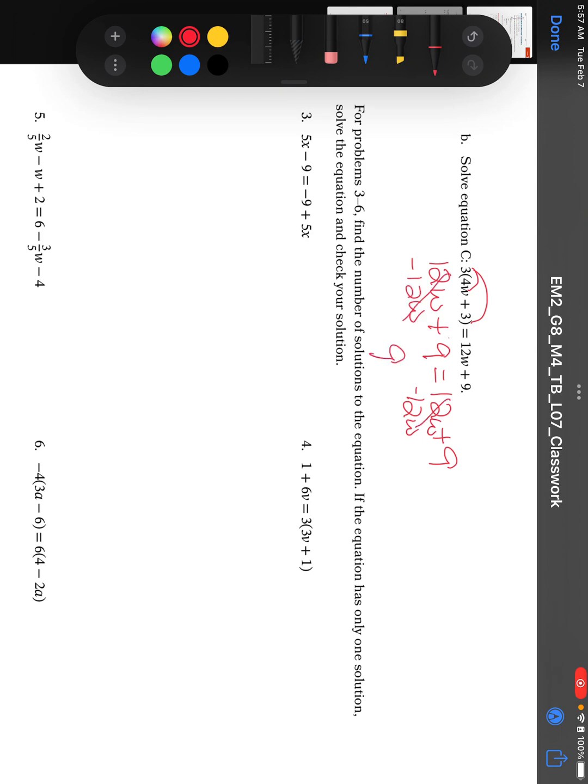What am I left with? I'm left with 9 equals 9. Of course 9 equals 9. So again, when I have the same thing on the left and the same thing on the right, it's going to be an infinite number of solutions.